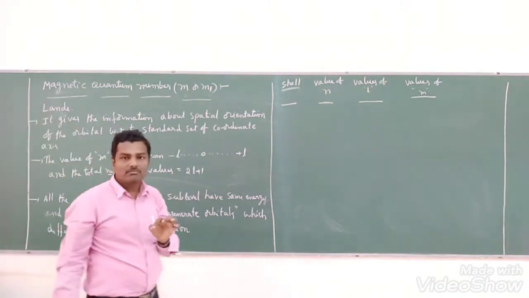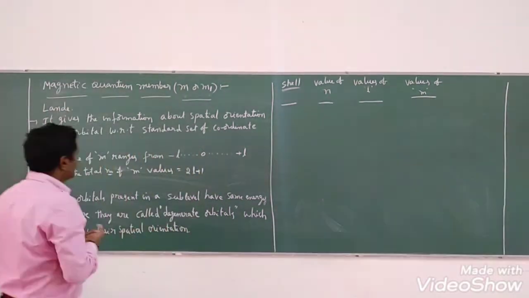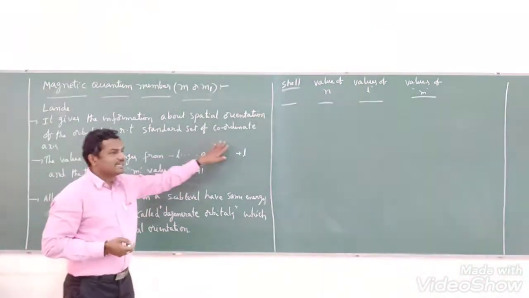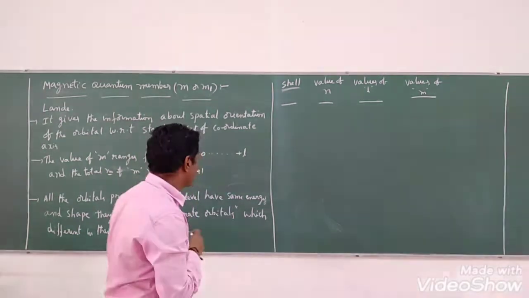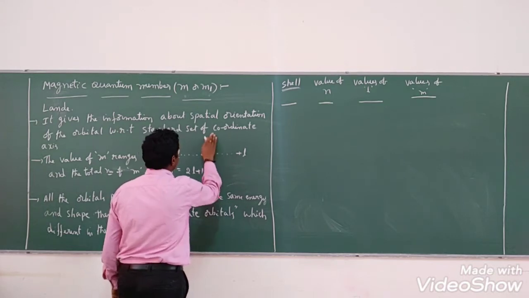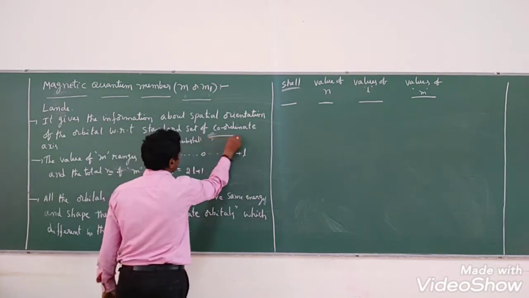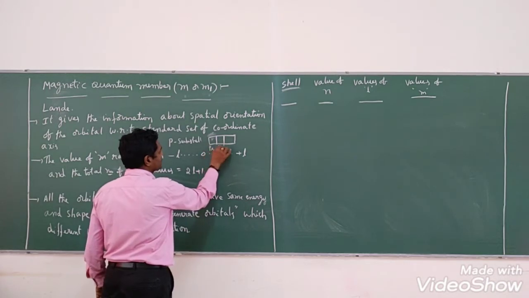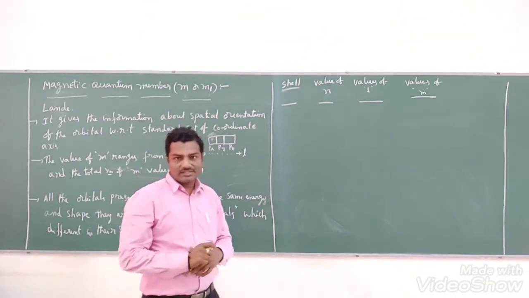Mainly this magnetic quantum number gives the information about the orientation of the orbitals, that is, the spatial orientation of the orbitals with respect to a standard set of coordinate axes. For example, take the p subshell. How many orbitals does the p subshell contain? Three orbitals are present. What are those? Px, Py and Pz, right?